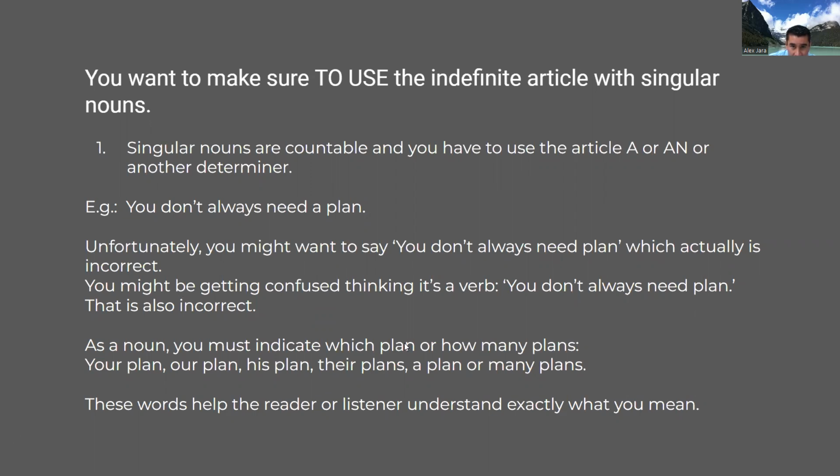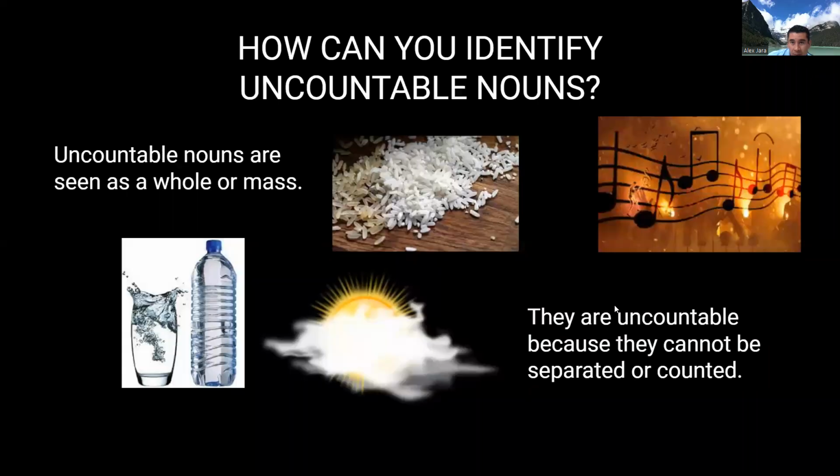And the example there is your plan, right? Or his plan, their plans, a plan or many plans. So it's how many or which plan, whose plan, right? These words like your, our, his, a, many, they help the reader or listener understand exactly what you mean. That's why it's important. So how can you identify uncountable nouns?